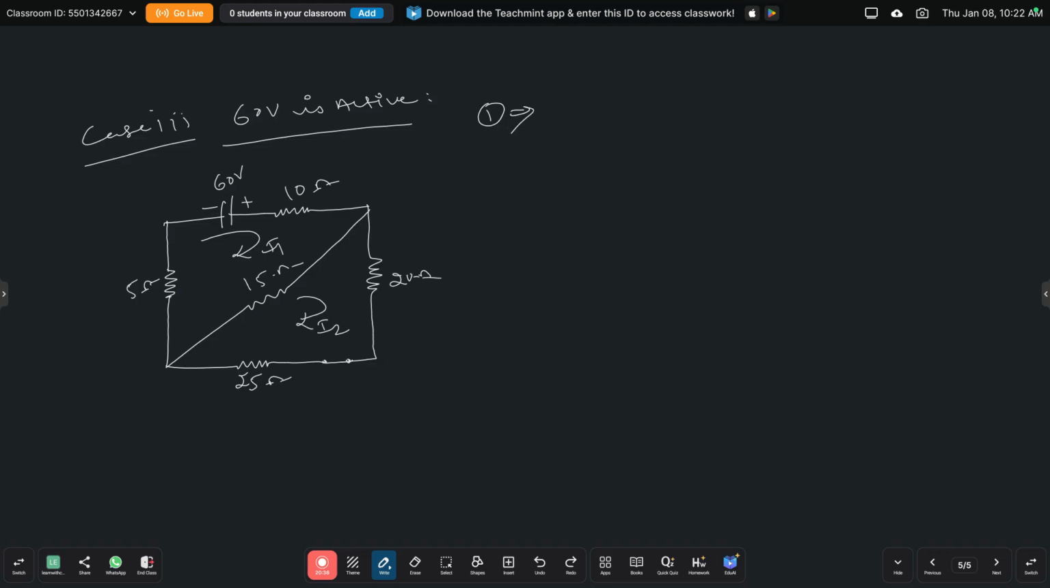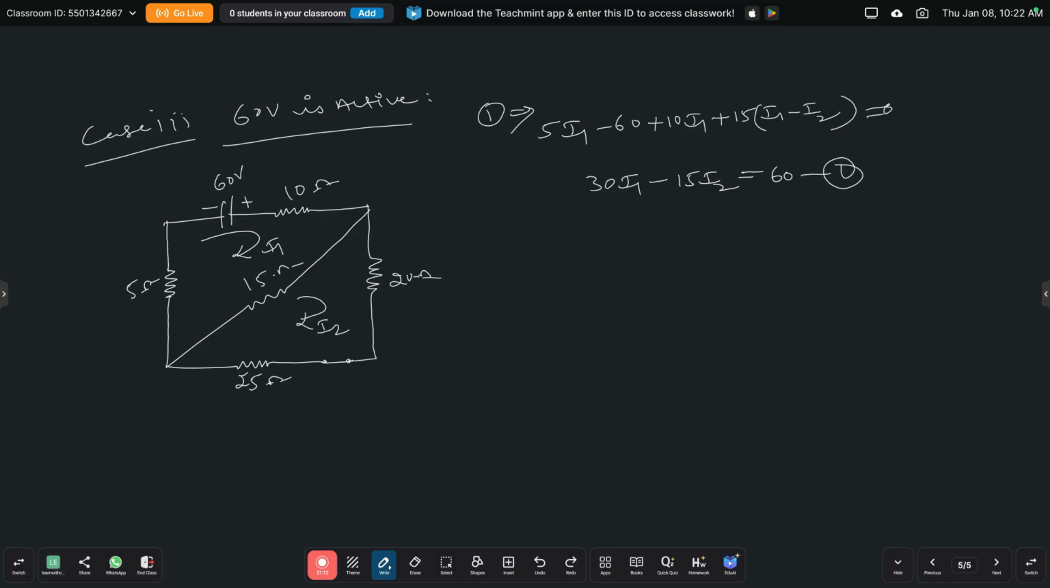You just apply equations for loop 1. So for loop 1 we get the equation as 5 I1 minus 60 plus 10 I1 plus 15 of I1 minus I2, according to our assumed direction, we can write this equation, that is equals to 0. So by simplifying these equations, we get 30 I1 minus 15 I2 equals to 60. That is the equation 1.